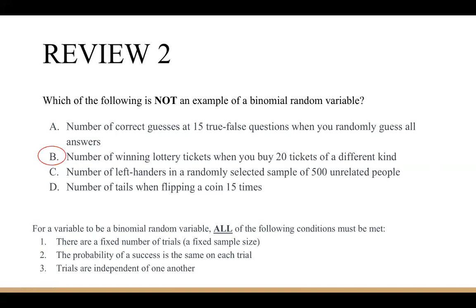So B is the answer here, because if we go through the conditions of a binomial random variable, one, there are a fixed number of trials. Yes, there are 20 trials. That's good. The probability of success, however, is not the same on each trial, since keyword different kind of ticket. So with each lottery ticket, there's a different chance of winning, since they're all different. But if they were all the same kind of ticket, then that would count as a binomial random variable.